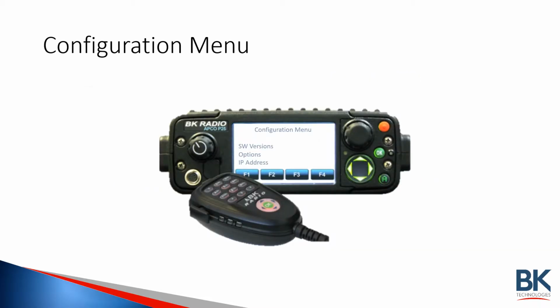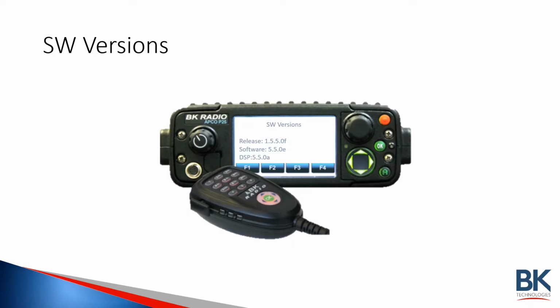With the radio turned off, press and hold the home button and turn on the radio. From this menu, you can view the version of software the radio is using and the options that are enabled on the radio. IP address should never be changed or you run the risk of bricking your radio. From this menu, you can view the following information: release, software, DSP, file format, BSP, FIPSCOM bootloader, FIPSCOM application. If you have to contact customer service, they will ask for the version of software you are running.